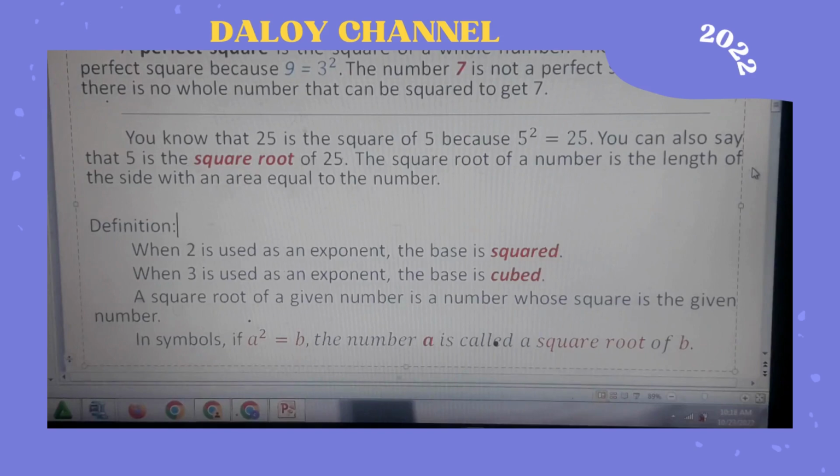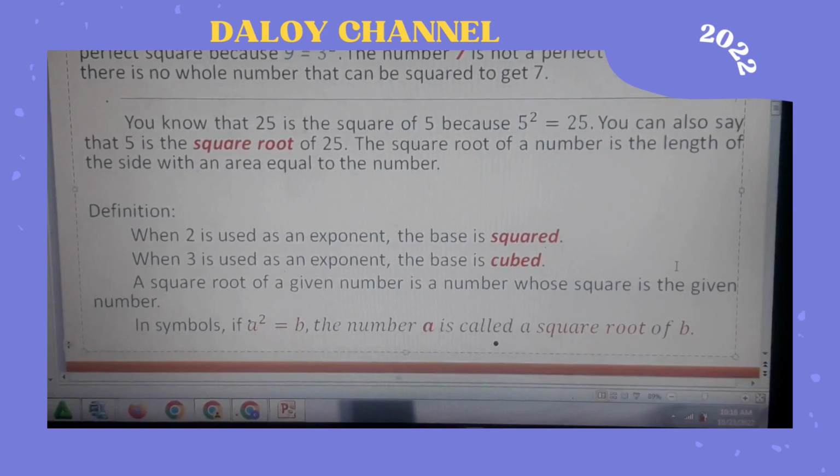By definition, when 2 is used as an exponent, the base is squared. When 3 is used as an exponent, the base is cubed. So the square root of a given number is a number whose square is the given number. In symbols, a to the power of 2 is equal to b, or a squared is equal to b. The number a is called the square root of b.